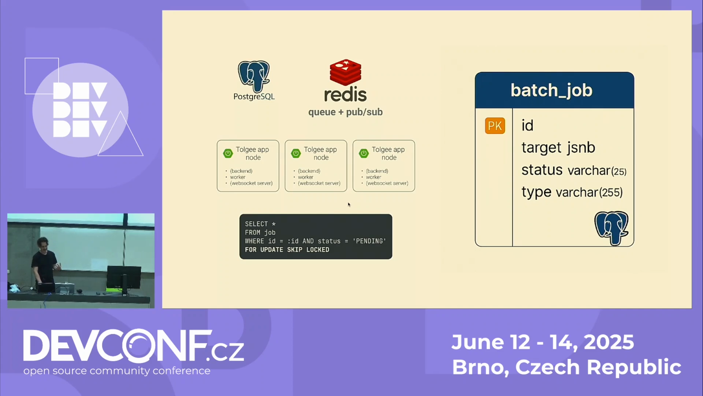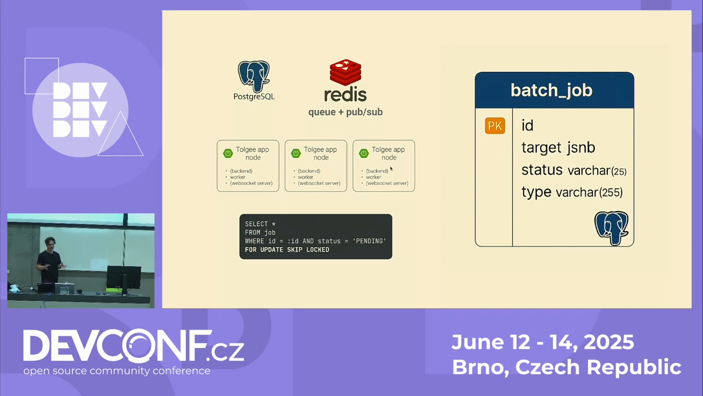So the client can be connected to any of these nodes. For example, if the client is connected to this node, we need to somehow notify this node so it can notify the client about the progress change. And that's why we need the PubSub. We need it as a central point for notifying the clients using WebSockets.